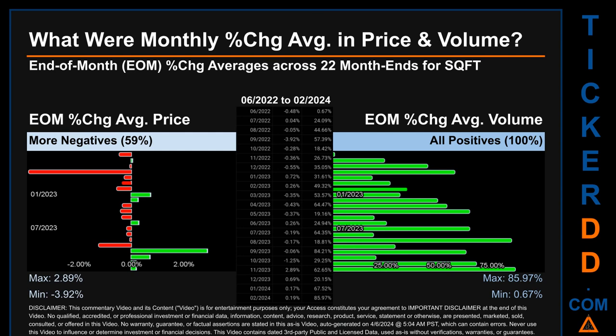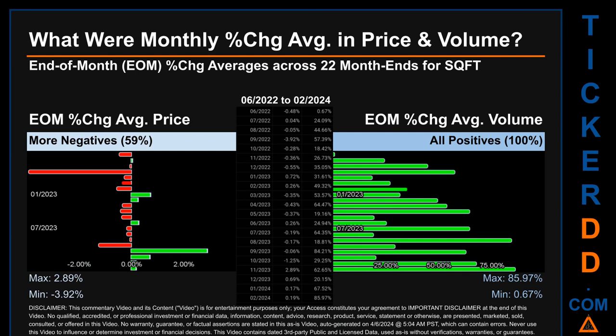What were end-of-month percentage change averages in price and volume for SQFT? The monthly average of percentage change in price and in volume were calculated for each of the 22 month ends. That calculation took daily percentage changes and averaged them for each given month. If a month end came out negative, then it means that the month summarily saw a negative change.